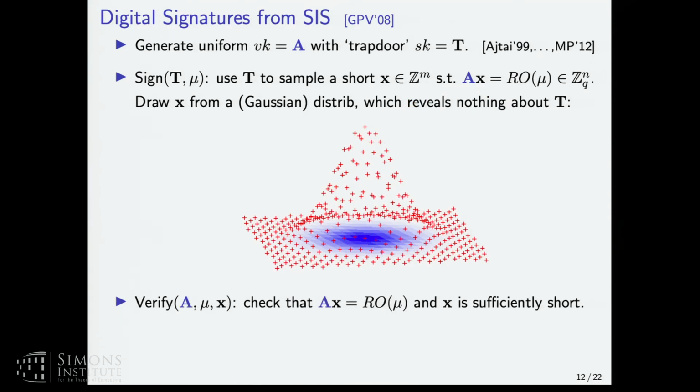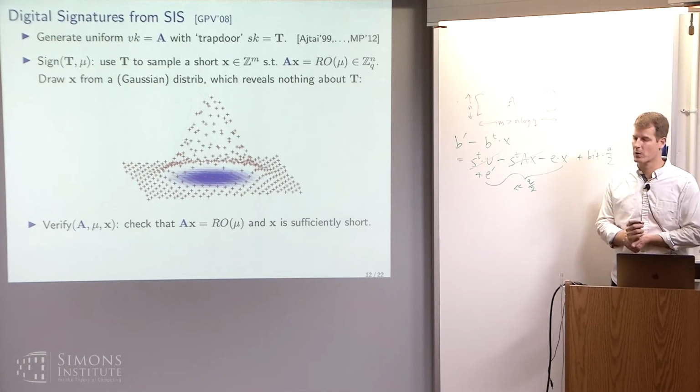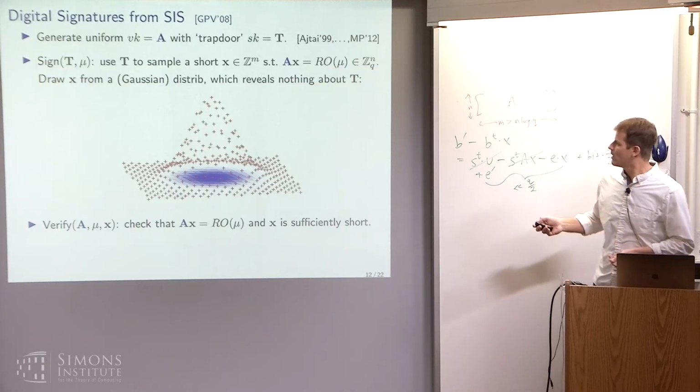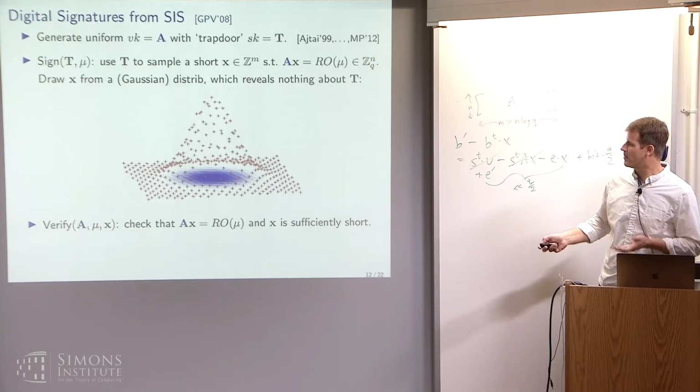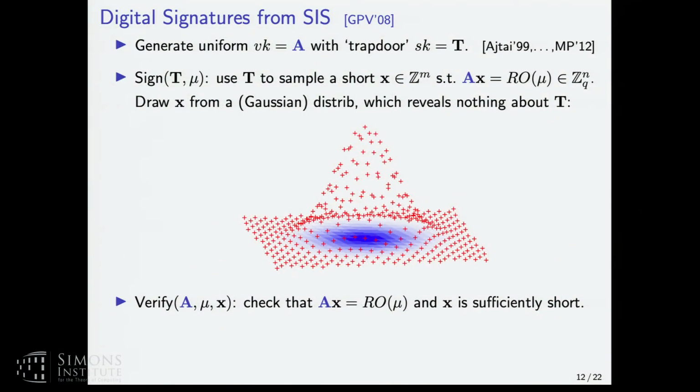Okay, so let's see how someone can verify such a signature and why this signature scheme is secure. To verify the signature, the verifier has the public key A, the message itself, and some candidate signature. What the verifier does is just hash the message as before. So you get this random oracle applied to the message, and then we just check that AX equals the hash of the message. That's the first thing we check. And then we also check that X is sufficiently short. So it should be a short enough solution to this equation here. And if so, then we accept the signature as legitimate. Otherwise, we will reject.